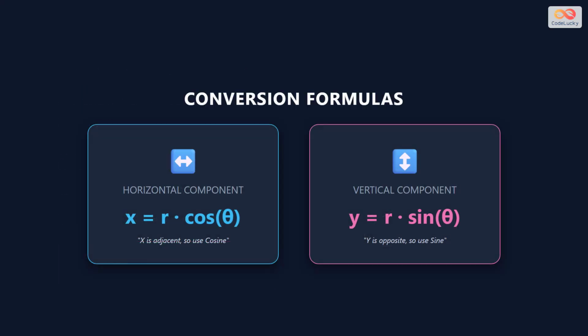So here are the two conversion formulas you need to memorize. To get the horizontal x component, use cosine. To get the vertical y component, use sine. Just remember, x goes with cosine and y goes with sine.